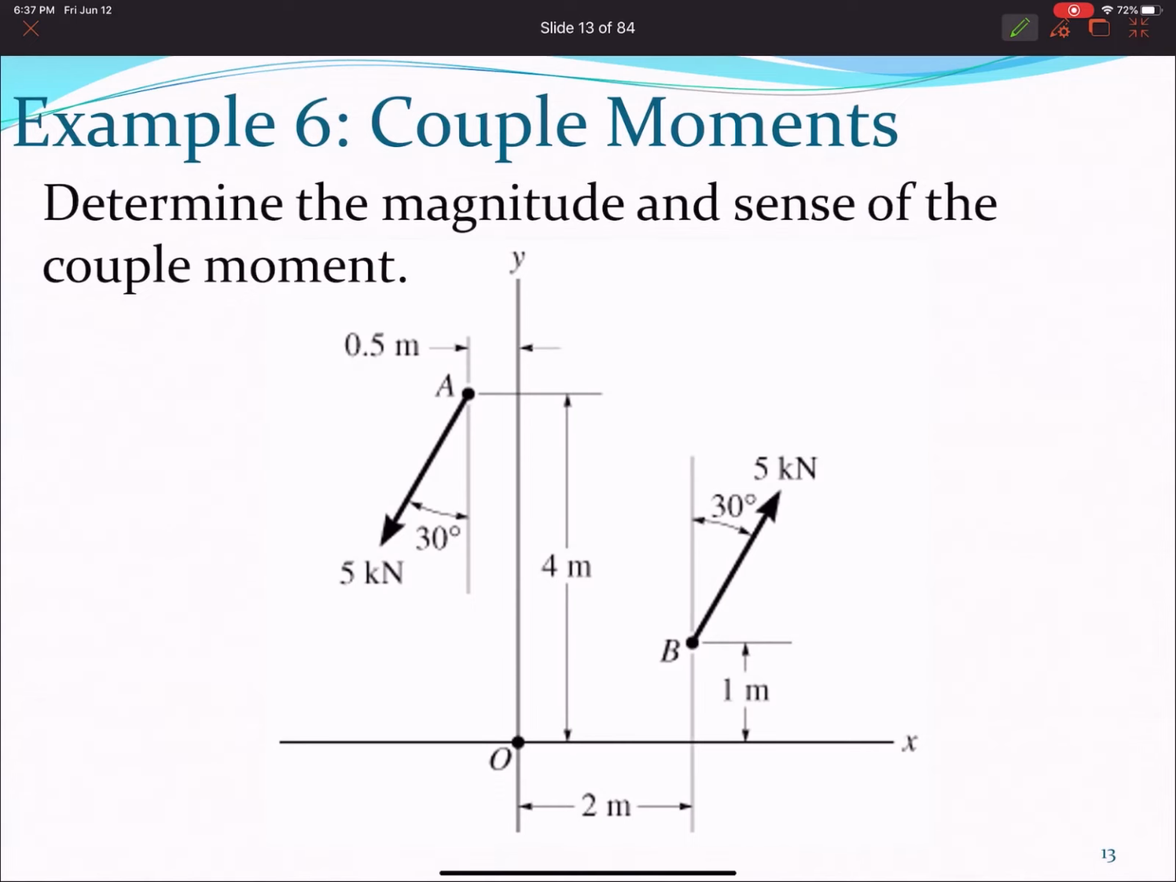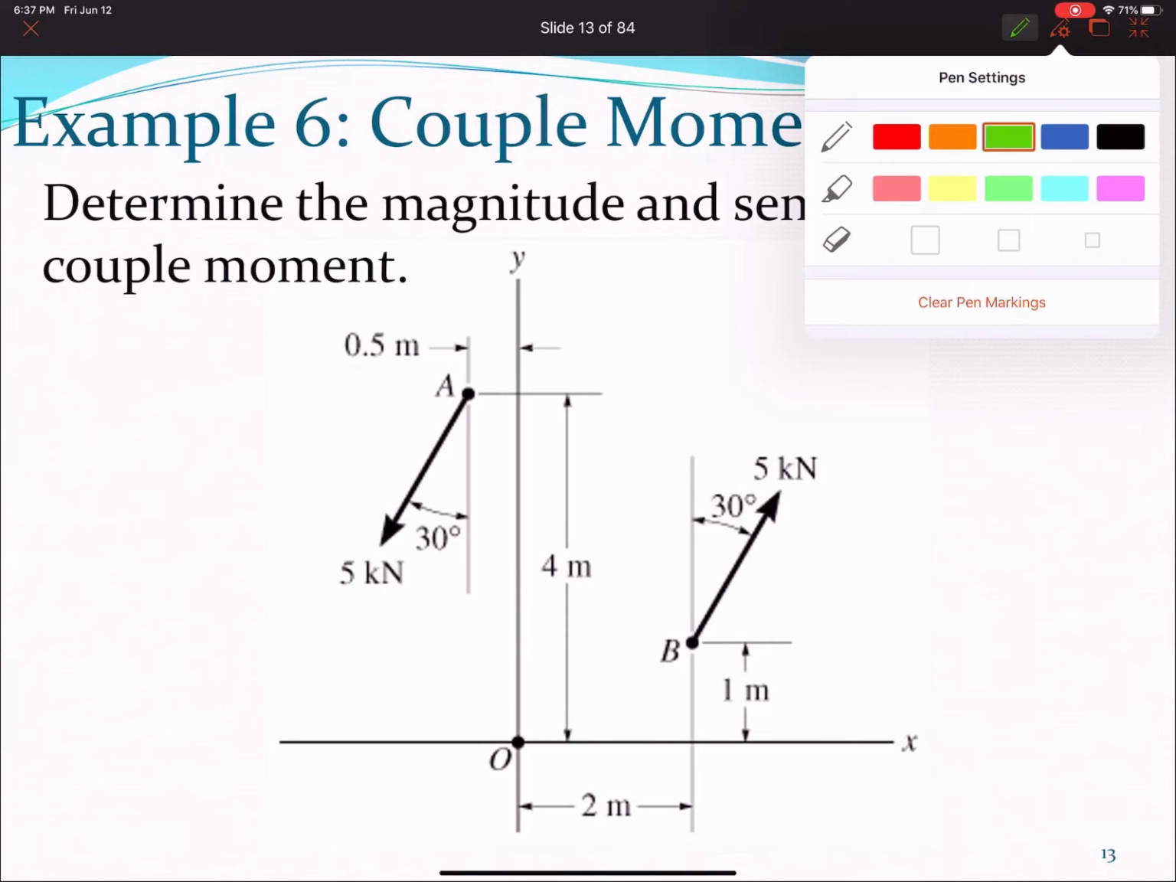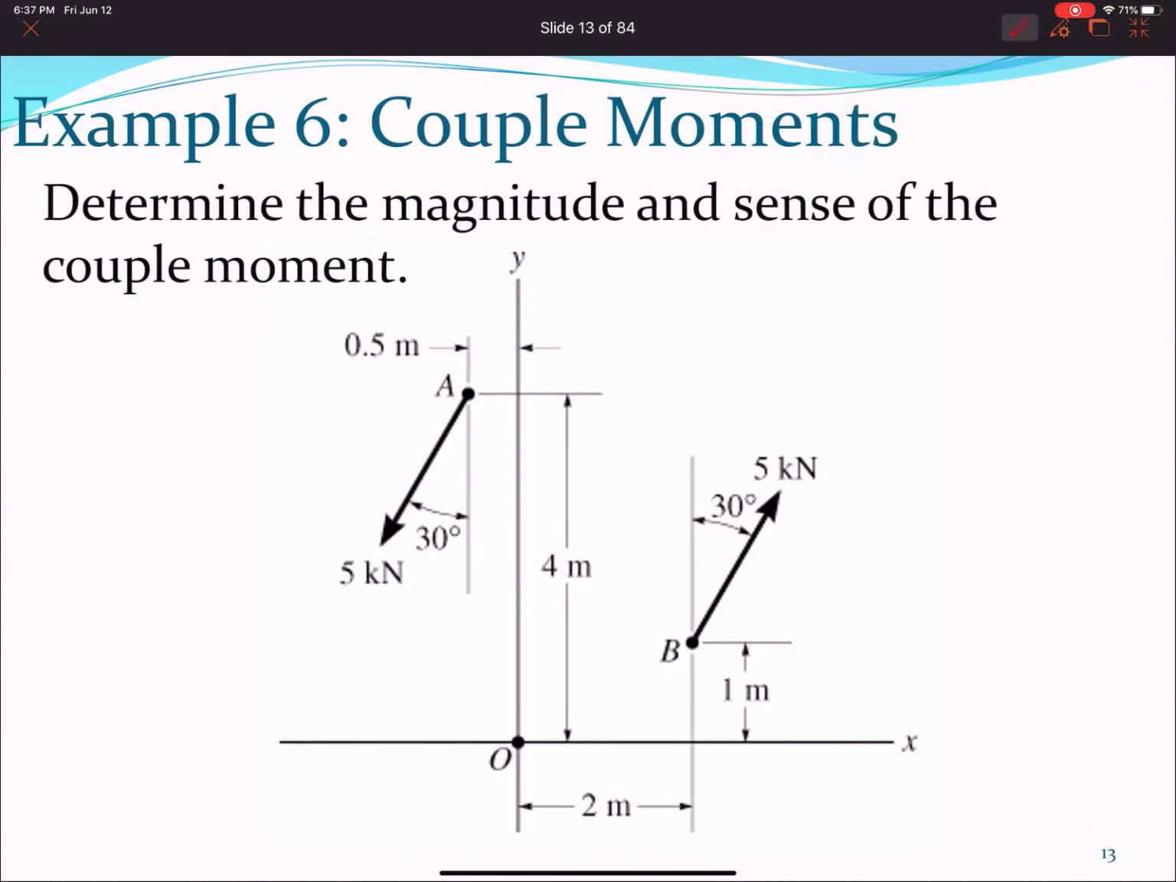So I have an example, and it's coming back to 2D. I have two forces which appear to be identical, 5 kilonewtons each at 30 degrees from the vertical, and we are asked to determine the magnitude and sense of the couple moment.